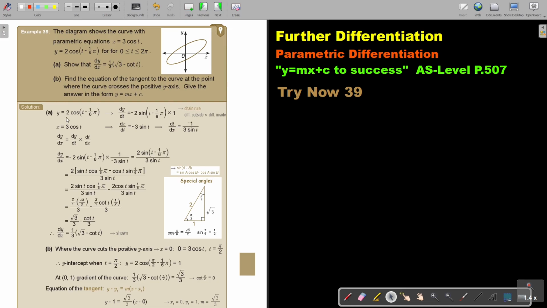Now, just remember we are going to use the chain rule. It's almost like you make this u, and then you end up with 2, the outside, and then the inside. But it's basically 2 cos u. And then if you differentiate this, it is going to become negative. And u is t minus 1 over 6 pi. So if I differentiate this, it becomes negative 2 sin u.